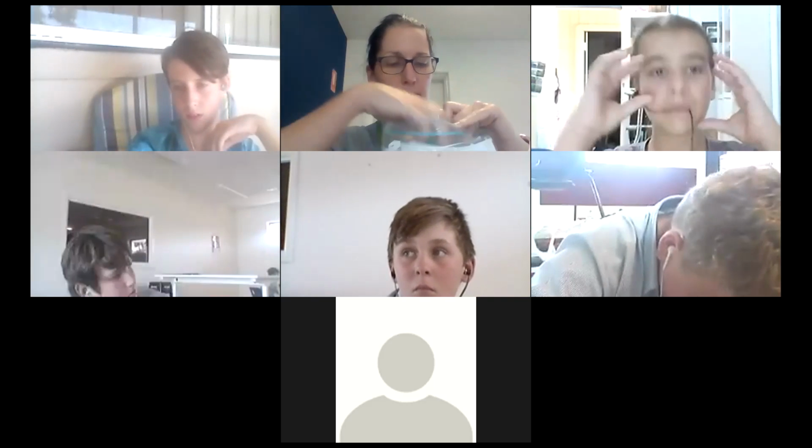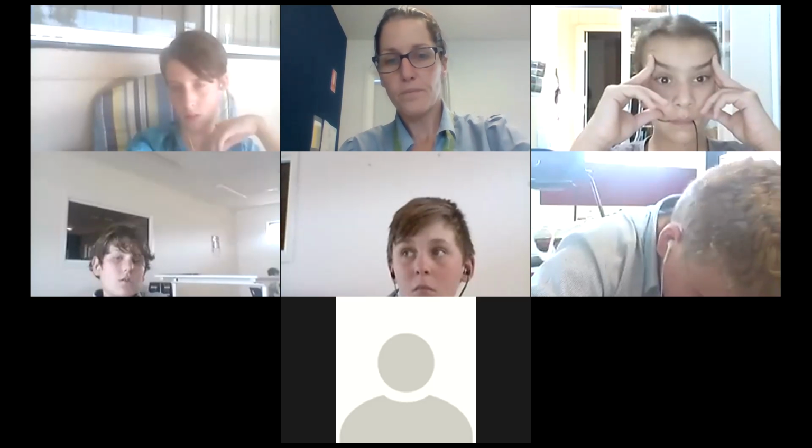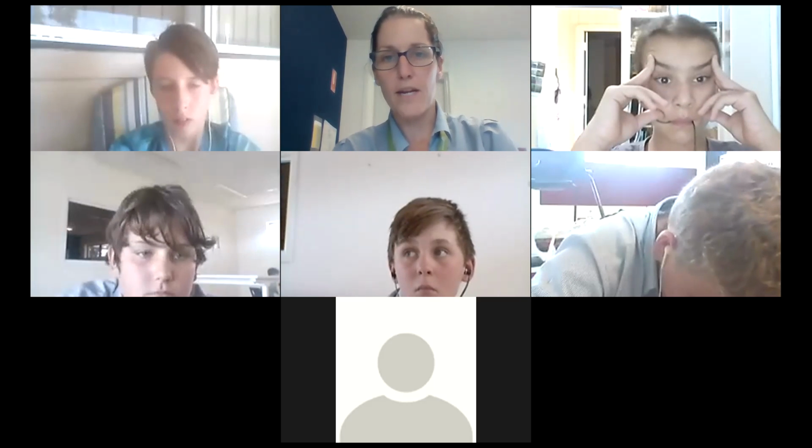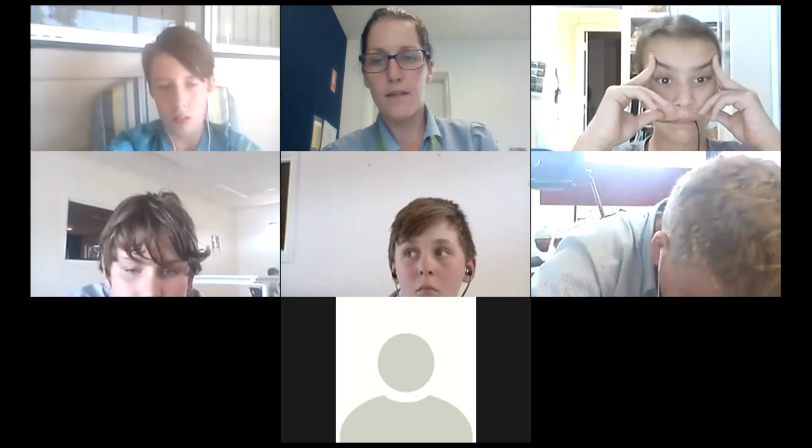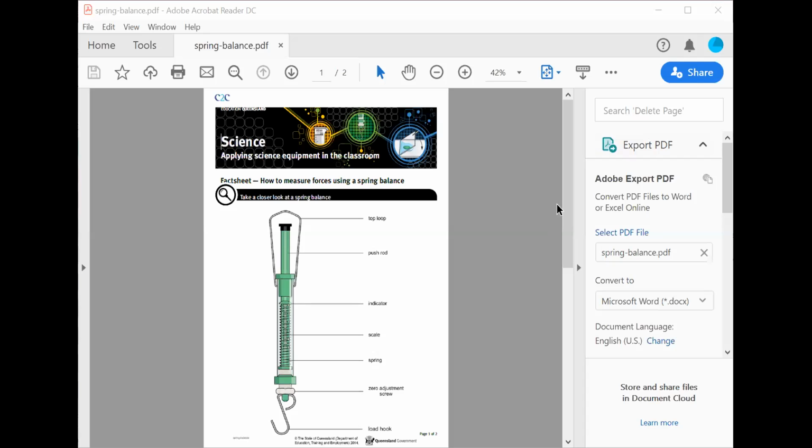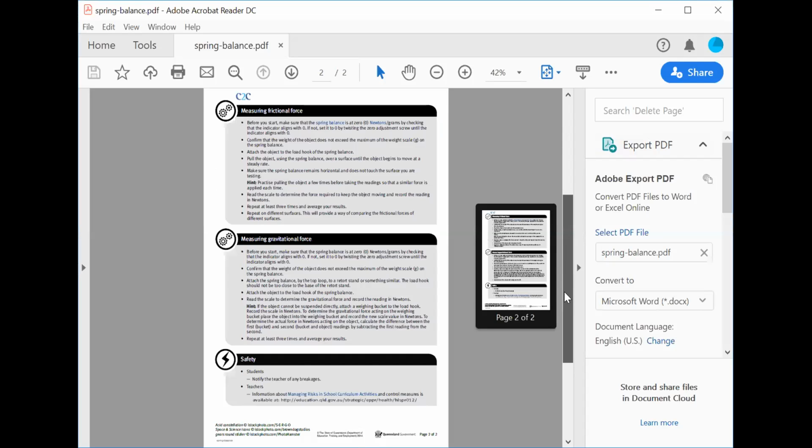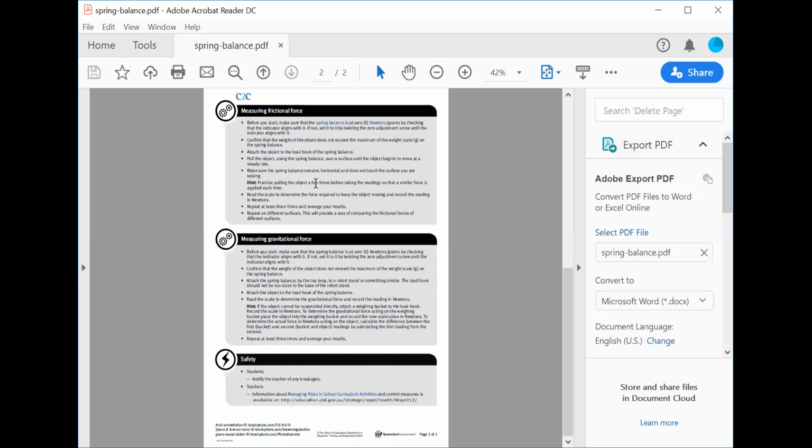Inside it there is this. This is a safety manual. It tells you what the parts are. In this safety manual, it tells you how to measure frictional force. It tells you how to measure gravitational force. It says the safety as well.